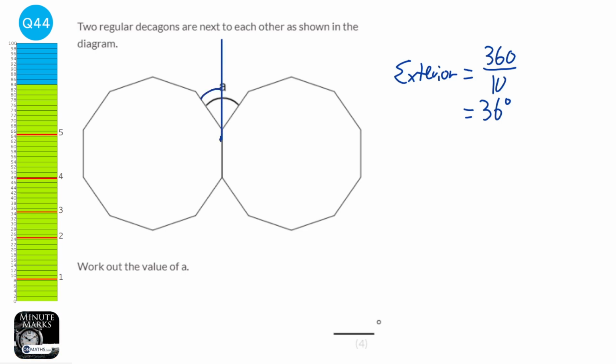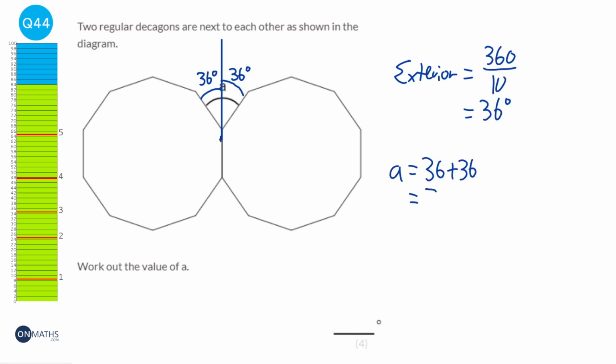So this one here is the exterior angle of the left-hand decagon, and this one here is the exterior angle on the right-hand decagon. So altogether, the angle A will be 36 plus 36, which will be 72. So our answer will be 72 degrees.